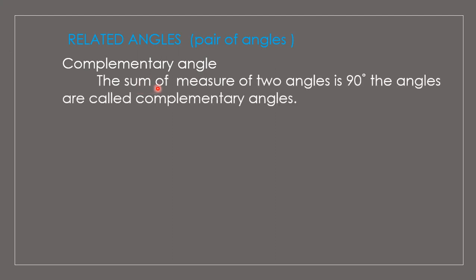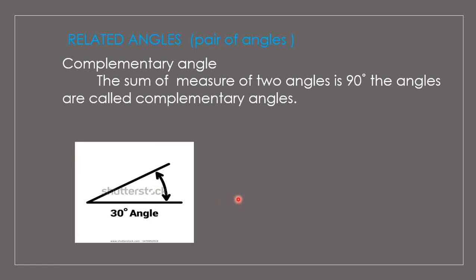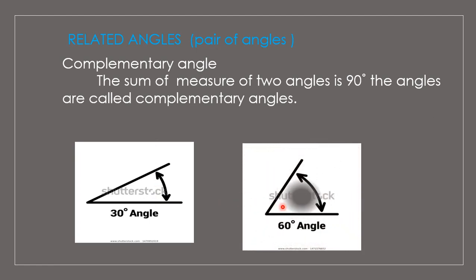Now some pairs of angles. First is complementary angles. Now what is the meaning of complementary? If the sum of the measures of two angles is 90 degrees, then the angles are called complementary angles. For example, one angle is 30 degrees and one angle is 60 degrees. So the sum of these two angles 30 and 60 is 90 degrees. So we can say this 30 degree angle is the complement of the 60 degree angle, or in other words, this 60 degree angle is the complementary angle of 30 degrees.